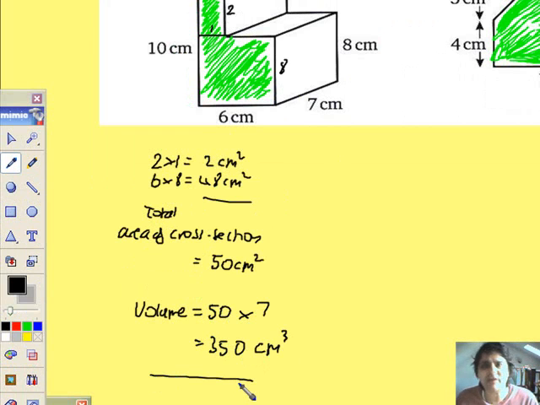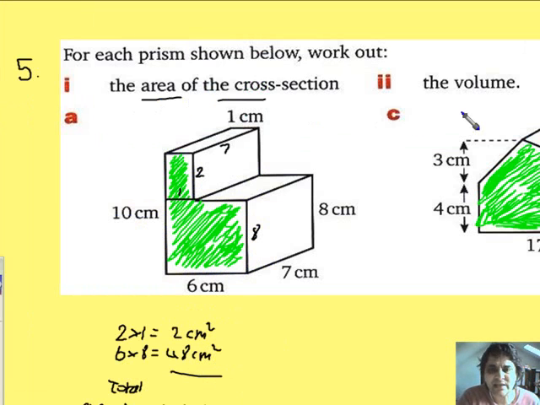The whole point is they really do want the volume of a prism. This is about volume of prism only. So this is really a lead-in to working out what they really want, which is the volume. And that really helps for this next part here.